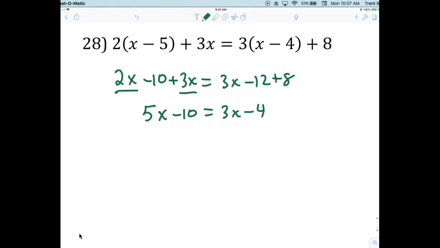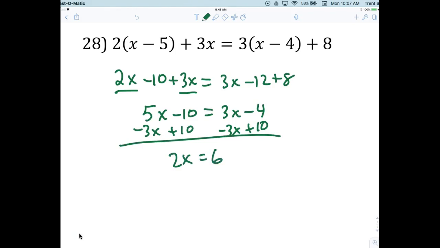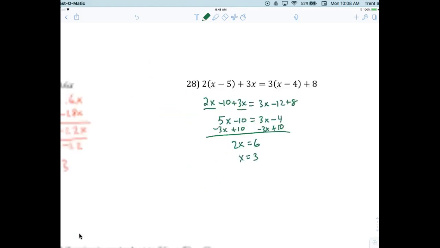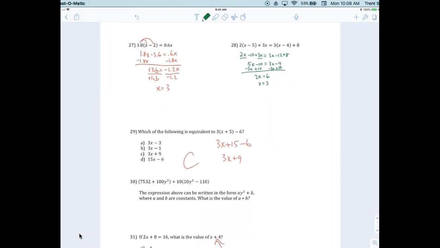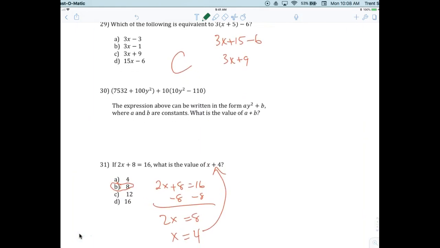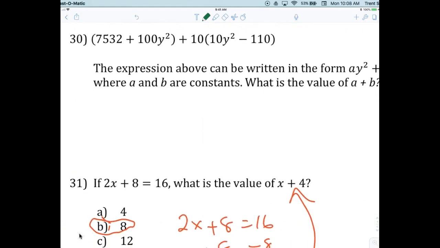And from there, minus 3x, plus 10, plus 10. 2x equals 6, so x equals what? X equals 3. Everybody pretty good with that? All right, now the fun problems. The SAT questions.